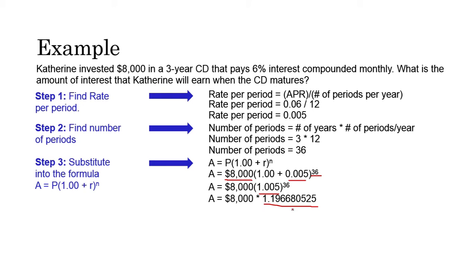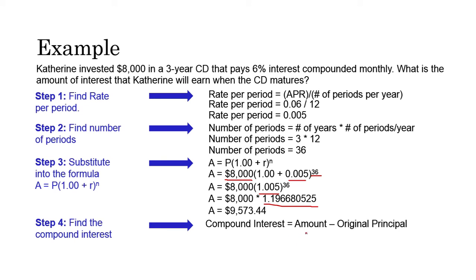So I have that. Now, next one is multiplication, right? And M. So multiply that together, we get $9,573.44. So that is the amount. So at the end of 3 years, Catherine has that much. However, the question is asking for the amount of interest. So like we did in the previous slide, we just take the amount and subtract the original principal from there.